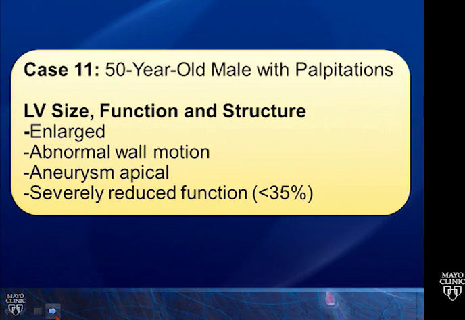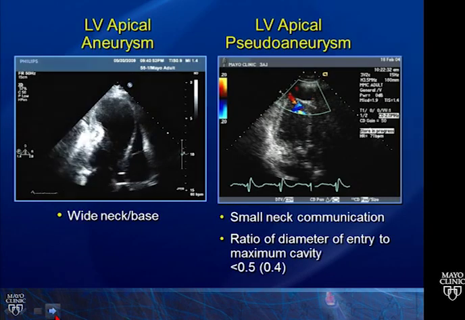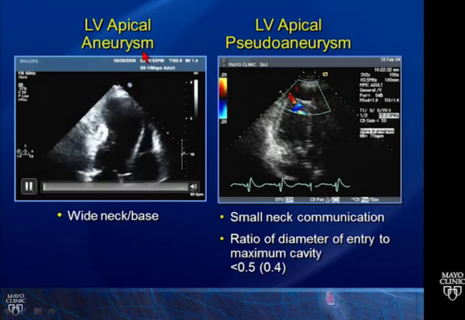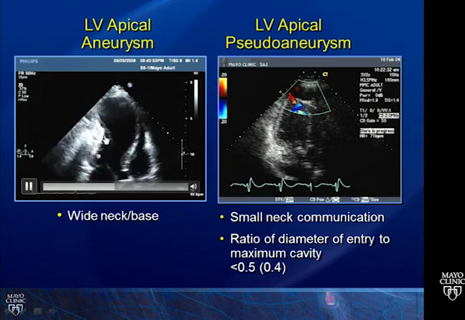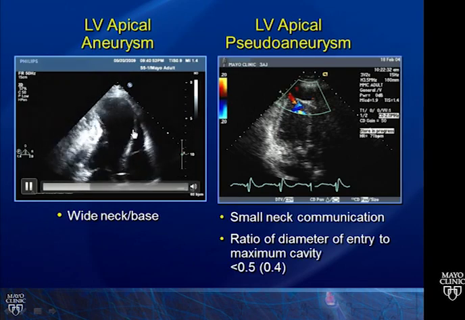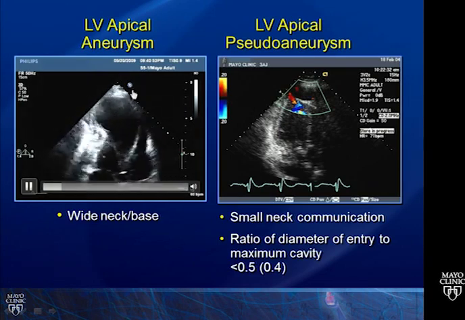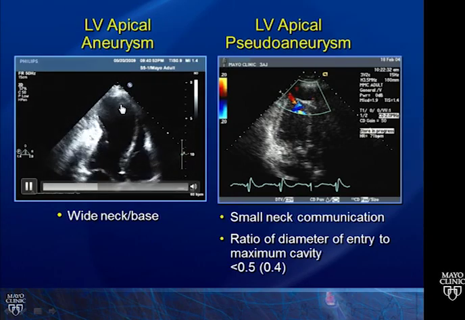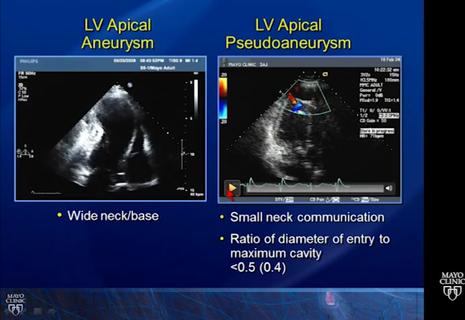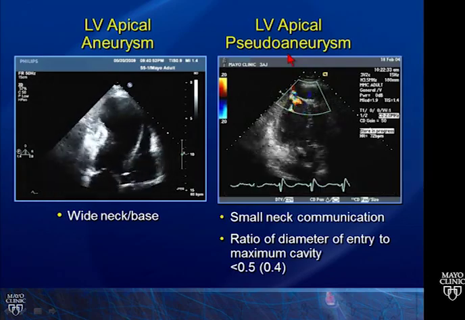We weren't given any color flow or any other views. So you can see that there are 2 possibilities to code under aneurysm. One would be an apical aneurysm, as this is an example of this patient with a very wide-based neck. So you have this very large dyskinetic apex, almost when the base of the ventricle contracts, you see this apex just kind of almost going in the opposite direction, compared to a pseudoaneurysm.